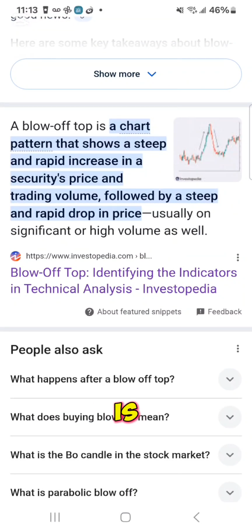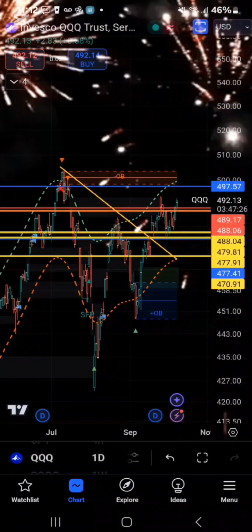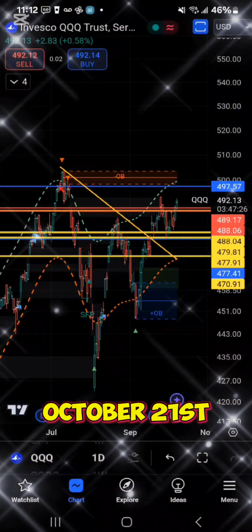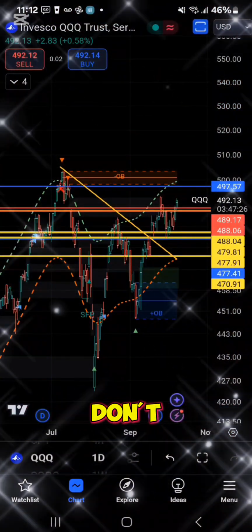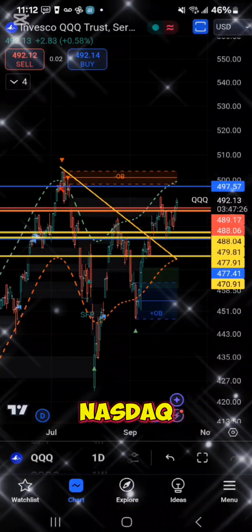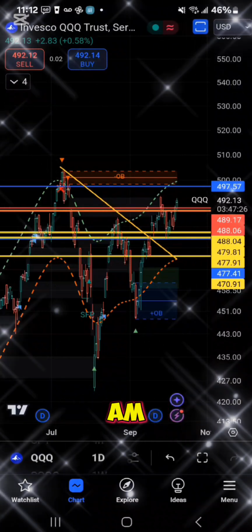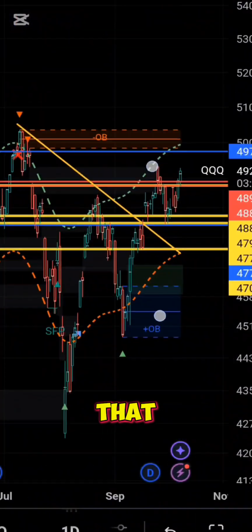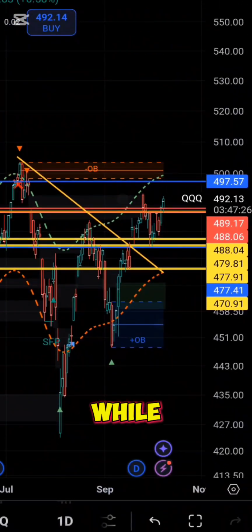A blow-off top is a chart pattern that shows a steep and rapid increase in the security's price and trading volume, followed by a steep and rapid drop in price, usually on significant or high volume as well. Look at this. If we're going to be right about October 21st, you're going to see the Qs. I don't know why they love the Qs so much. Was it the NASDAQ? Maybe because Q is the 17th letter, my guess. But if you see the Qs, now you see that trend line was broken a while back.